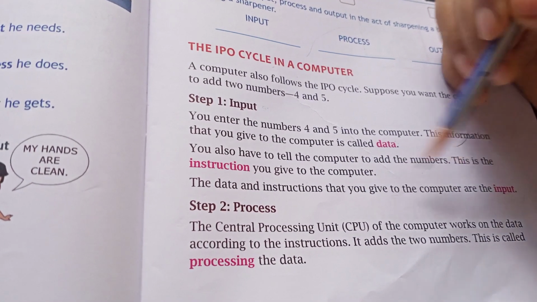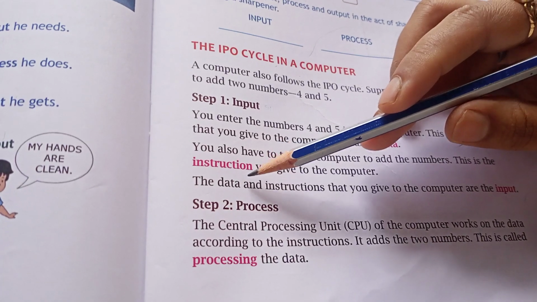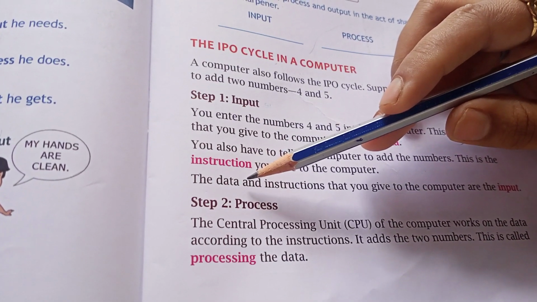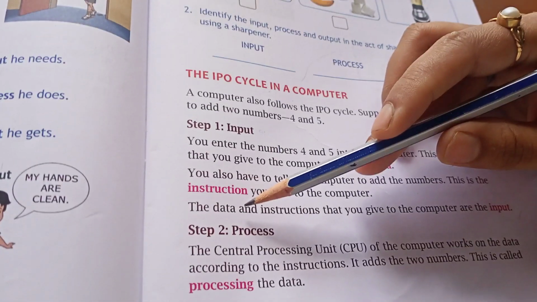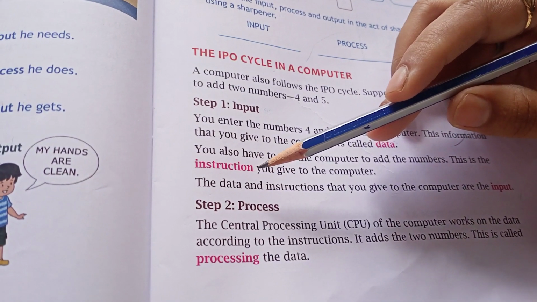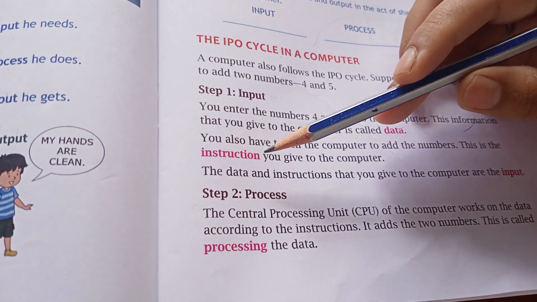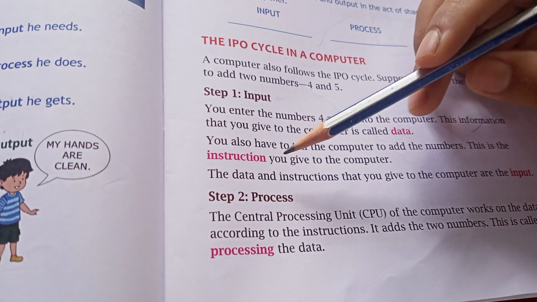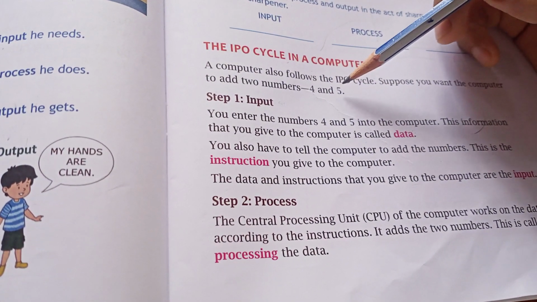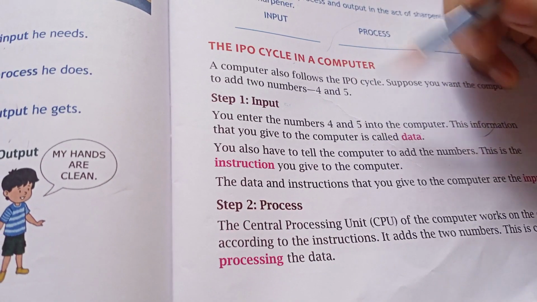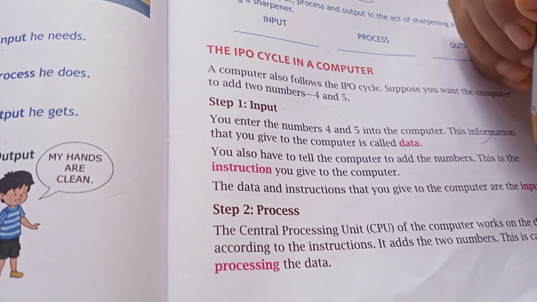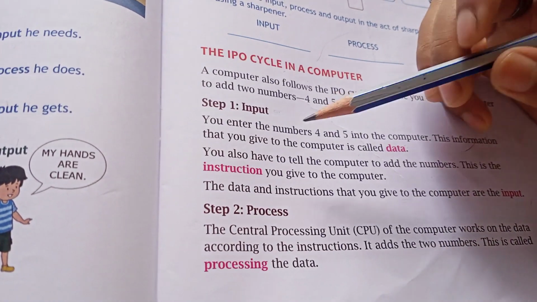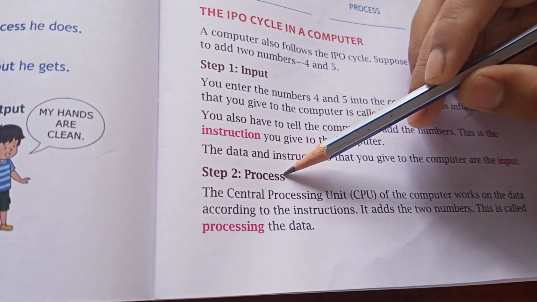So what is input? The data. Data you can compare with the things Nikhil required. The data is the thing that you require to do the work. So the 4 and 5 are data and instructions to the computer, and it is called input. Now see step number 2, process.